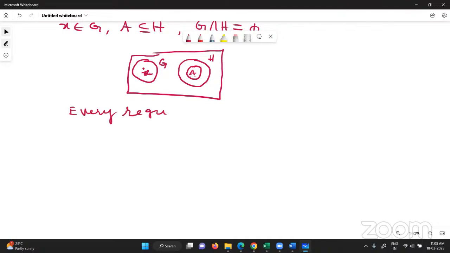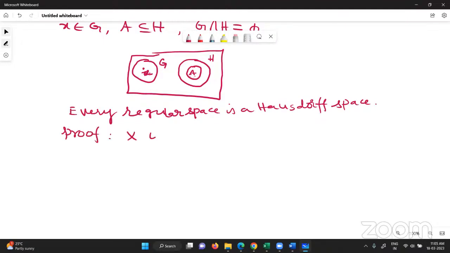Every regular space is a Hausdorff space. So how do you prove that? Suppose X is a regular space. So what do you mean? First of all, what does regular space immediately imply? X is a T1 space, because a T1 space is called a regular space. So X is a T1 space.